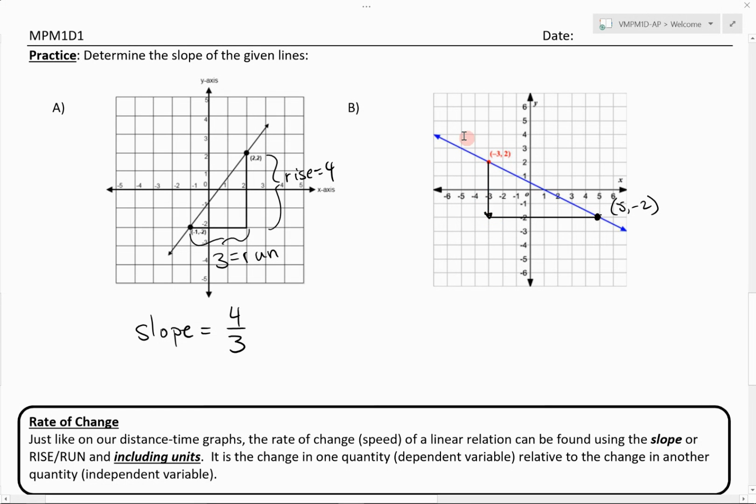Okay, so because we read this from left to right, from this point to this point, it's left to right. So you have to go down. You can see the line is going down as well. So it's going to be a negative slope. So my rise is negative 4.